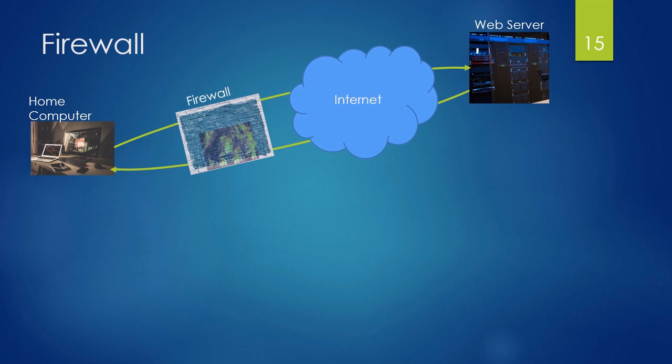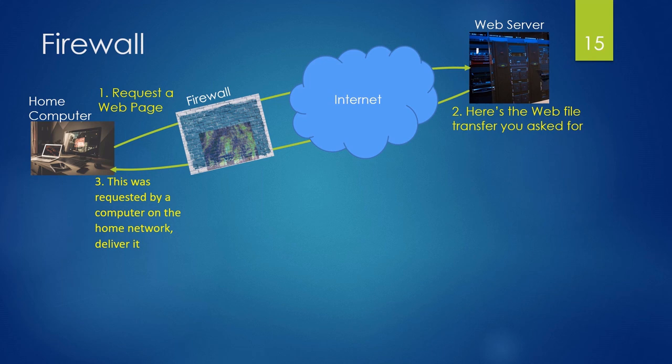So what happens when the user is requesting a particular piece of information? The user will request a web page. It will go through the firewall and through the internet and reach the web server where the information is found. When the web server finds the information, what will happen? It will say, here's the web file transfer you asked for. It will go through the internet and through the firewall, and it will reach the home user. When it reaches the home user, it will say this was requested by the computer on the home network, deliver it. So this is a normal process of how the firewall works.